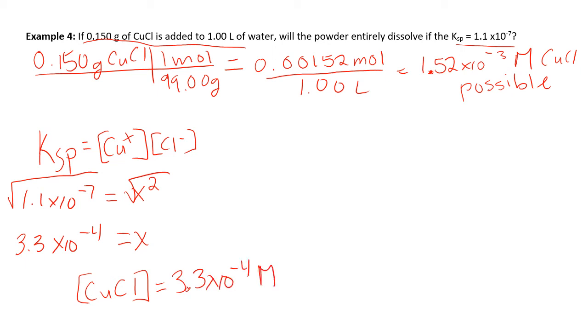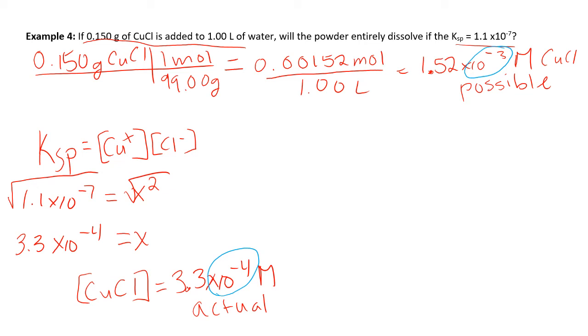So we have the concentration of our solution here, and we need to compare it. This is our actual concentration, and we want to compare it to our possible concentration. Well, the possible concentration is larger by a whole factor of 10. So what do I mean by that? Let's look at this. Let me get a new color. This is our main part we want to compare here.